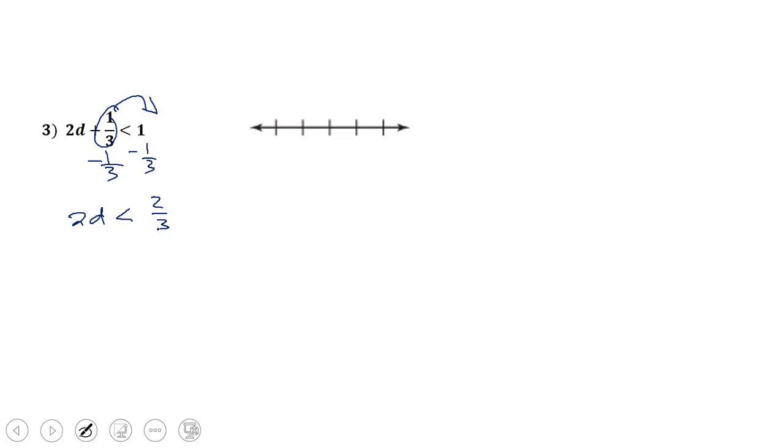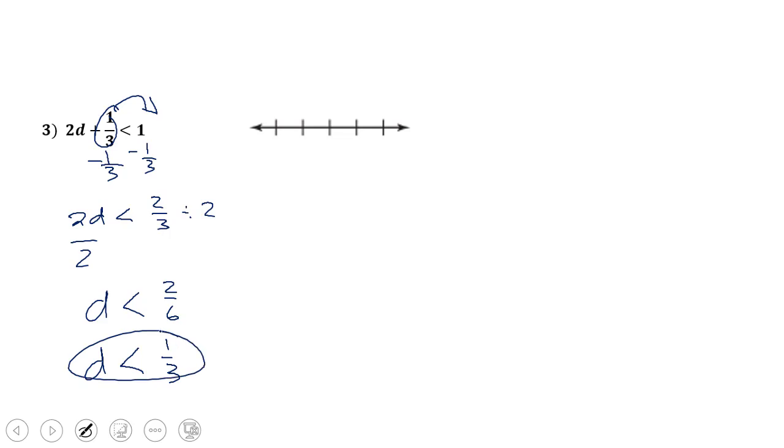And now we're going to divide by 2 on both sides. And we get d is less than, well, we end up getting 2/6, but we know what that is. So d is less than 1/3 is our final answer. And of course, the inequality did not switch. Why did it not switch? Because we divided by a positive number. So our target number is 1/3.